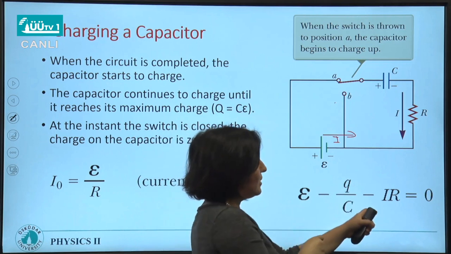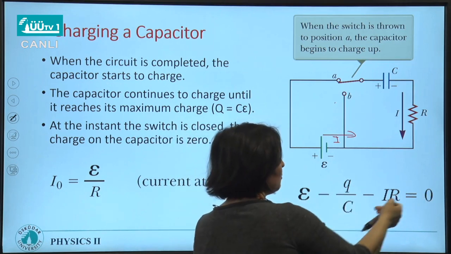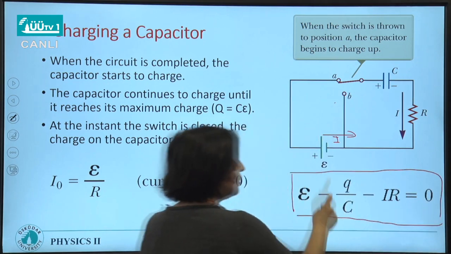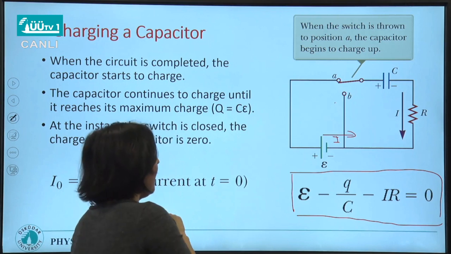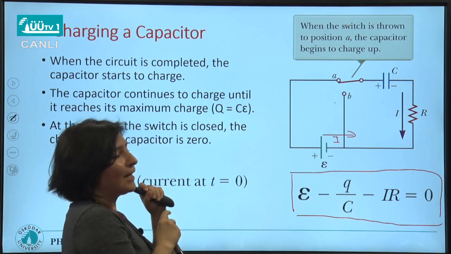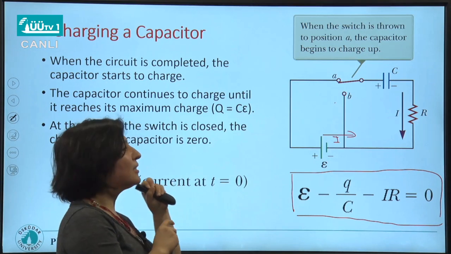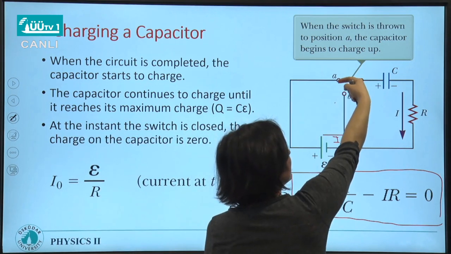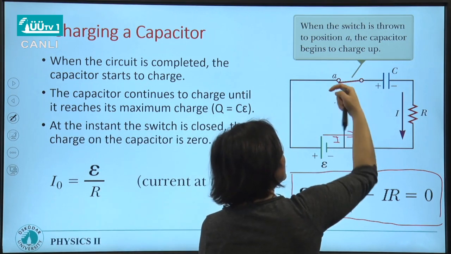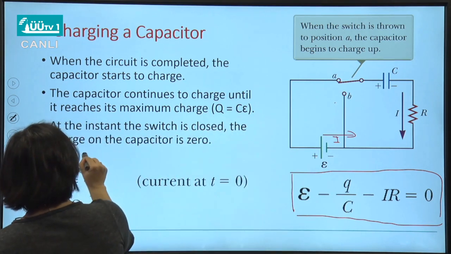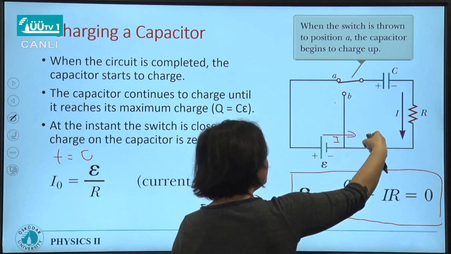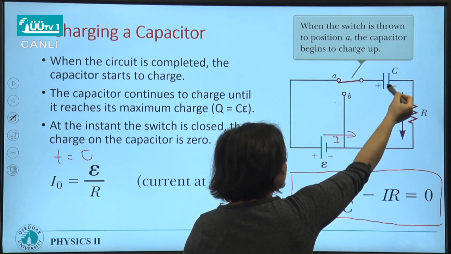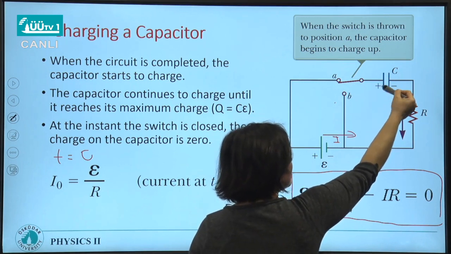So all of these totally should be zero. We obtain the equation due to Kirchhoff's rule for the RC circuit. Okay, but let's think about the initial time. Initially, the time is zero when we just close this circuit, close this switch. At t equals 0, the current starts to flow, but the charge has not accumulated yet. So the charge in the capacitor is 0.